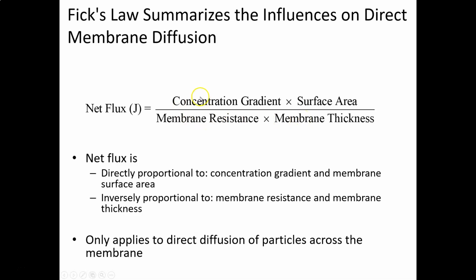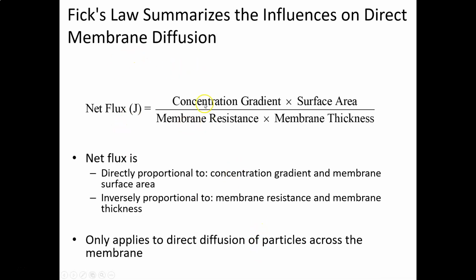Okay? So if the concentration goes up, net flux goes up. Surface area goes up, mathematically, net flux goes up. Membrane resistance goes up, flux will go down because it's inversely proportional. Membrane thickness goes up, flux will go down. Okay? Then you have to remember, though, it only applies to direct diffusion of particles across a membrane. It only applies to small and nonpolar molecules.